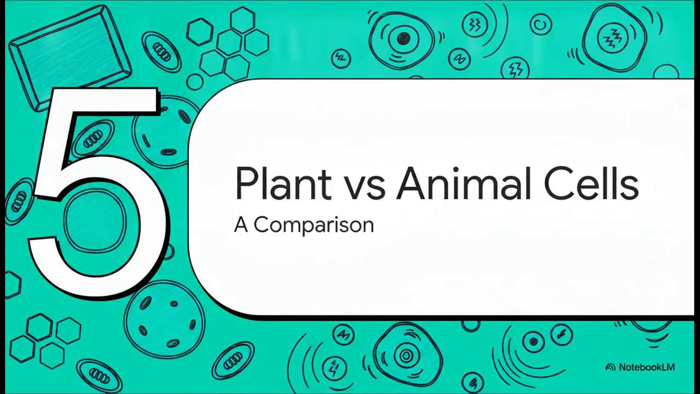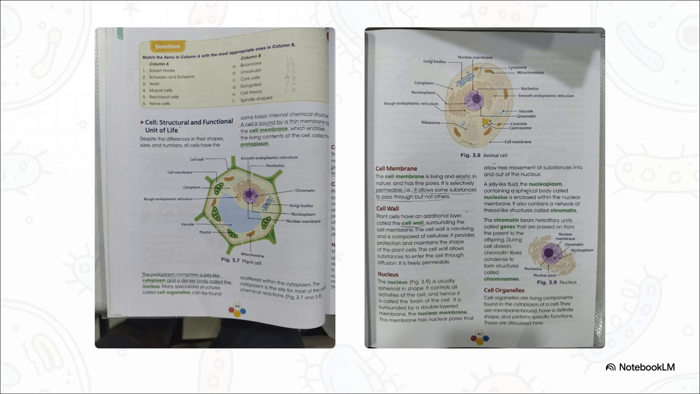All right, final stop. Section 5, plant versus animal cells. Let's spot the differences between these two microscopic neighborhoods. Just glancing at these two side by side, you can instantly see the visual differences. On the left, the plant cell has this very fixed, geometric shape thanks to a rigid outer boundary. But over on the right, the animal cell is a lot more fluid and irregular.